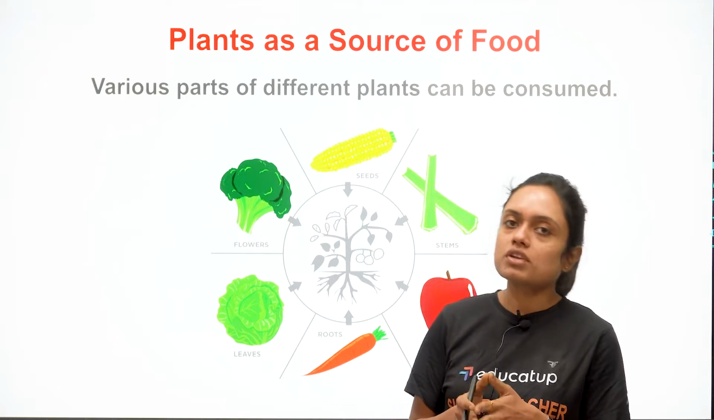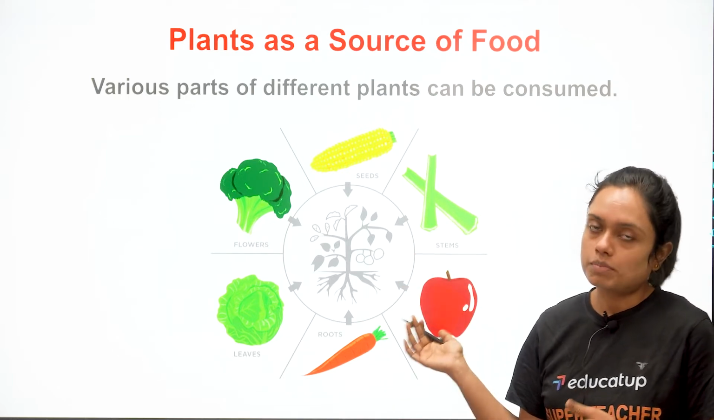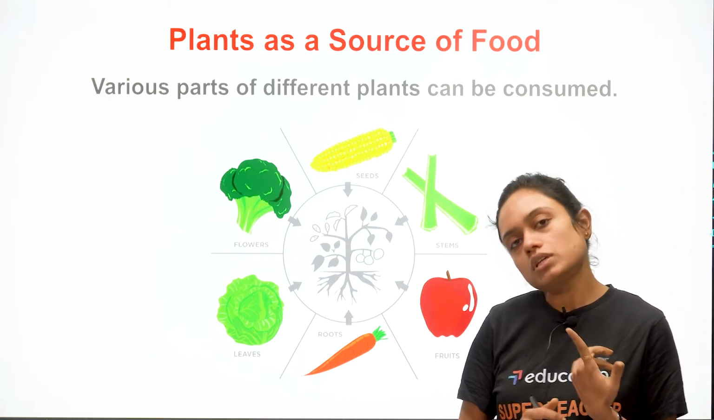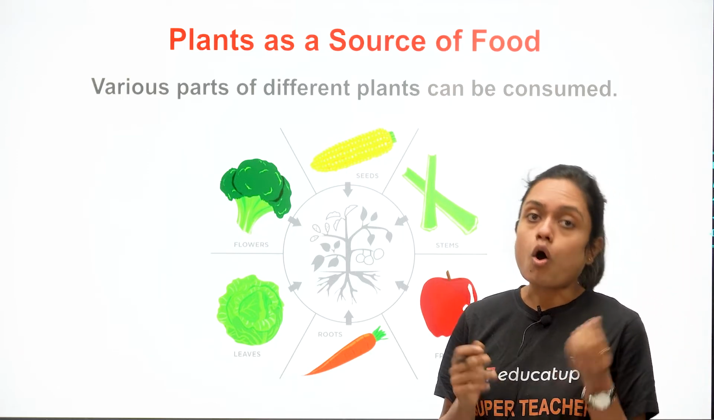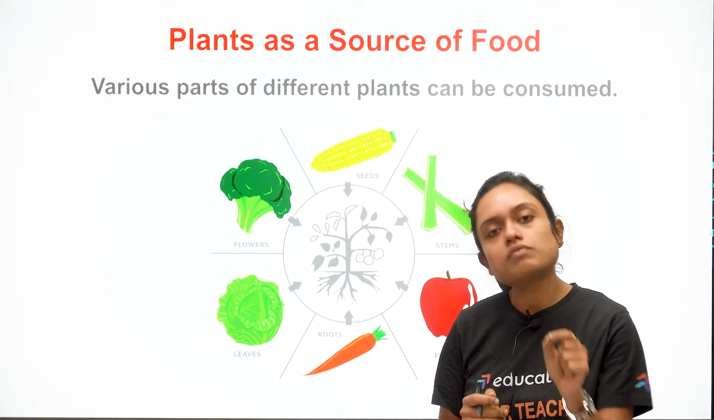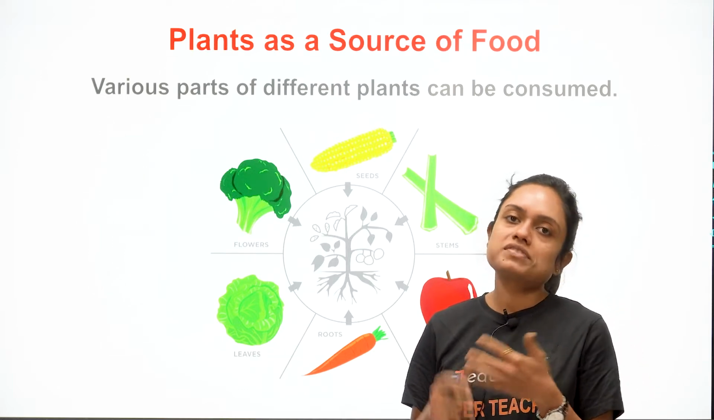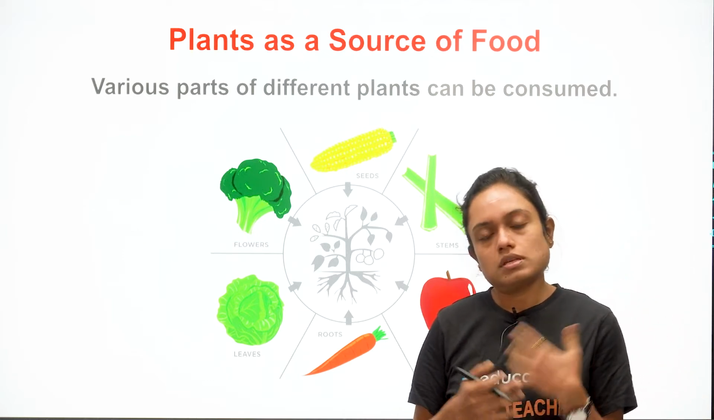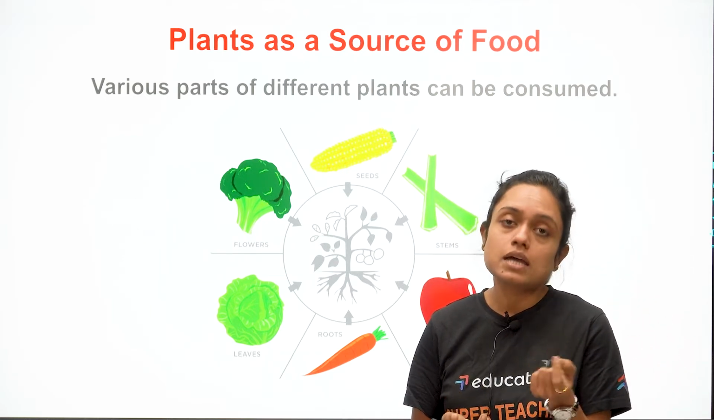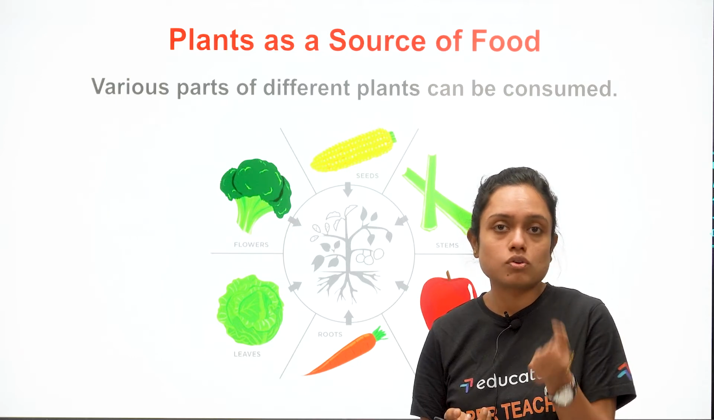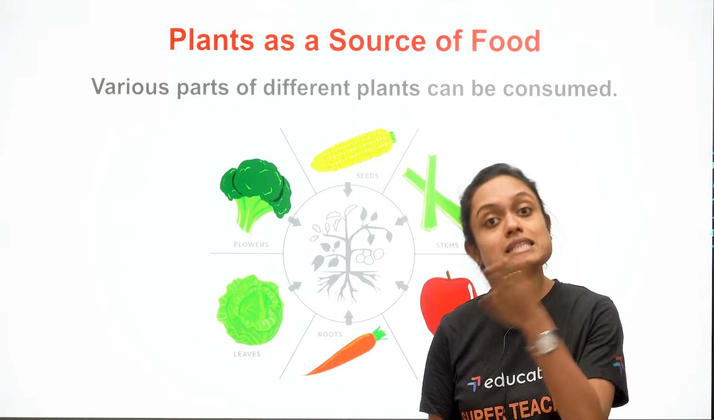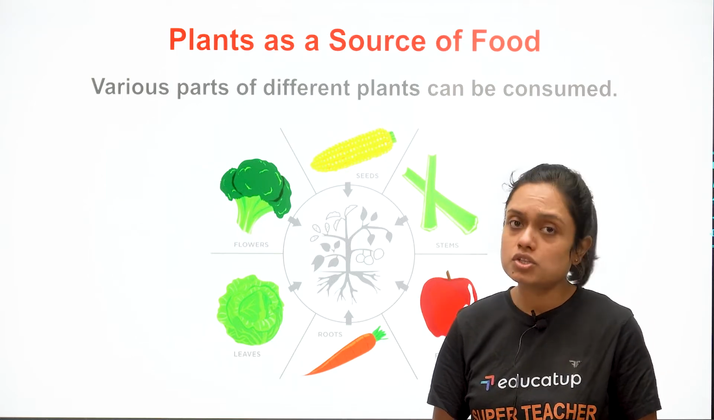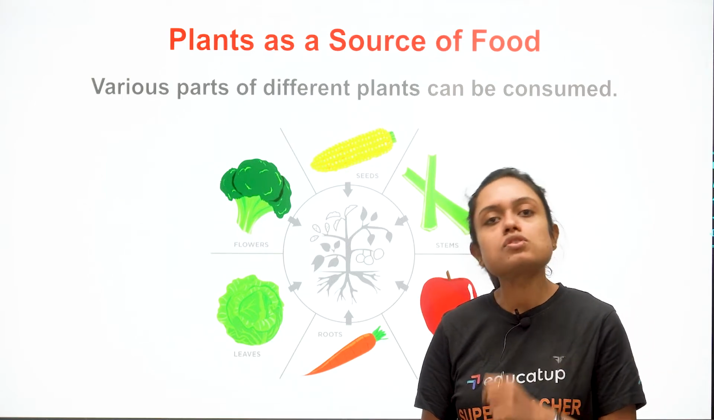Now, for example, you can see the web chart behind me. In case of seeds, you have examples like groundnut, peas, dal. All these are actually the seeds of those plants. In case of stem, you eat potato and onion. Actually, potato is not the fruit of that plant, it is the stem of that plant.